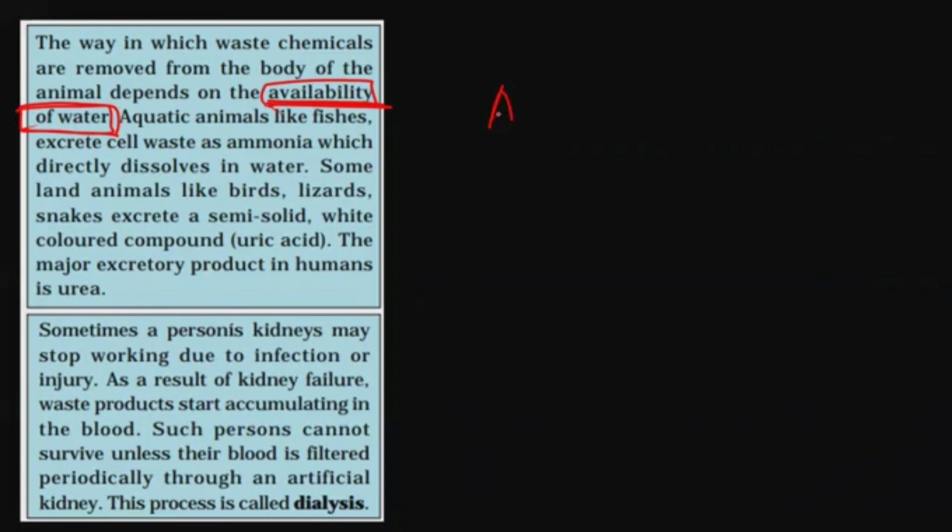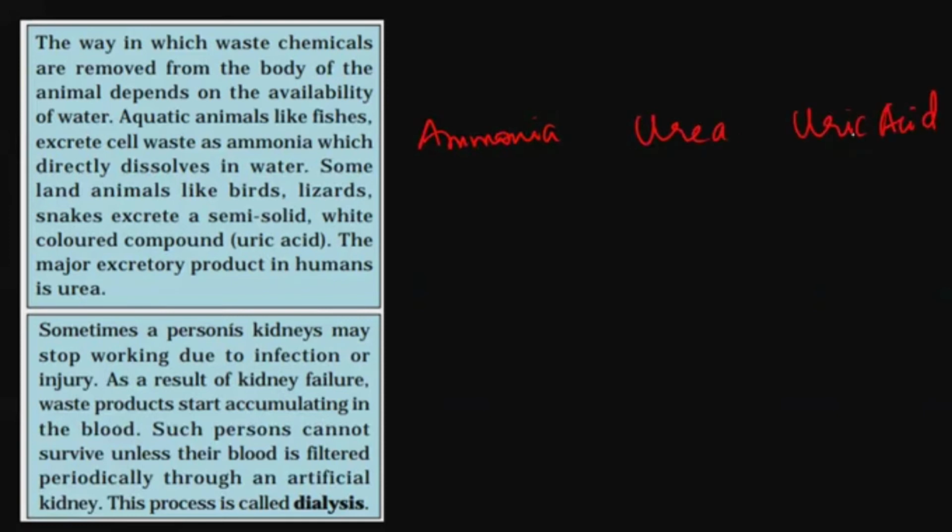Now, you can classify excretory products broadly, say for grade 7, into 3 parts. Ammonia is a harmful nitrogenous excretory product. One is urea. One more is uric acid. I'll give you this in the form of a flow chart, so it becomes very easy. So ammonia, urea, uric acid.